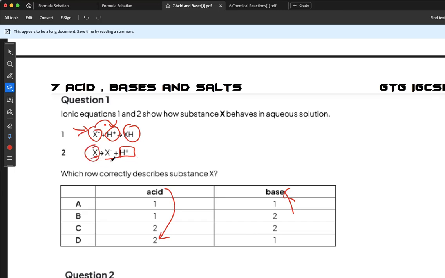This thing dissociates, it turns, it has itself plus an H plus ion. This time, this here, it acts as an acid. But this time around, it actually combines with the H plus ions, meaning this must be the base for it to combine with the H plus ions, right? You get what I mean?